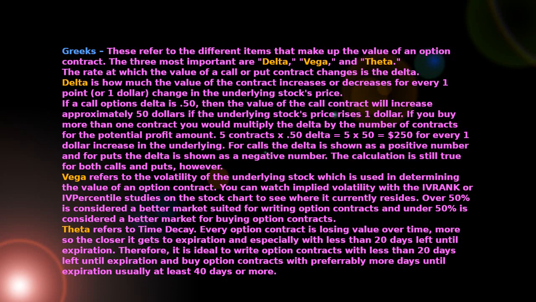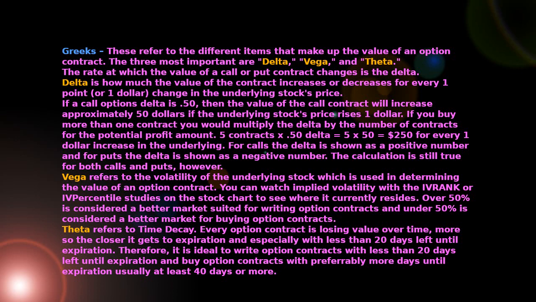Greeks. These refer to the different items that make up the value of an option contract. The 3 most important are delta, vega, and theta. The rate at which the value of a call or put contract changes is the delta. Delta is how much the value of the contract increases or decreases for every 1 point or $1 change in the underlying stock's price. If a call option's delta is 0.50, then the value of the call contract will increase approximately $50 if the underlying stock's price rises $1.